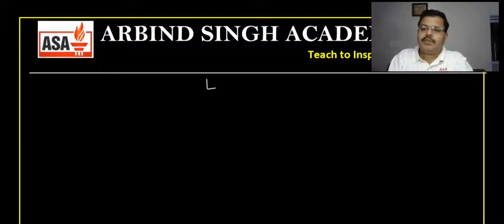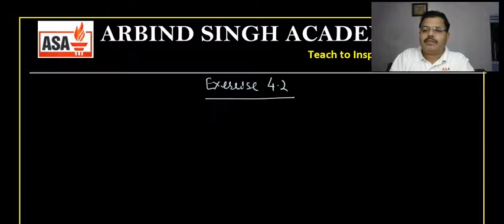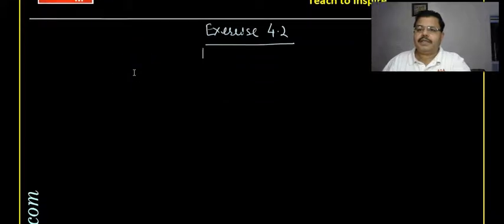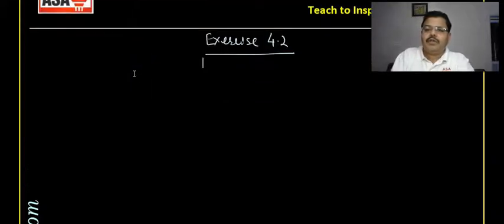So, starting from exercise 4.2. Exercise 4.1 is quite easy, and you can do it on your own. If there is any problem, you can ask. But in exercise 4.2 there are some questions where you may find problems, although this is also an easy chapter. So let us discuss question number 1.